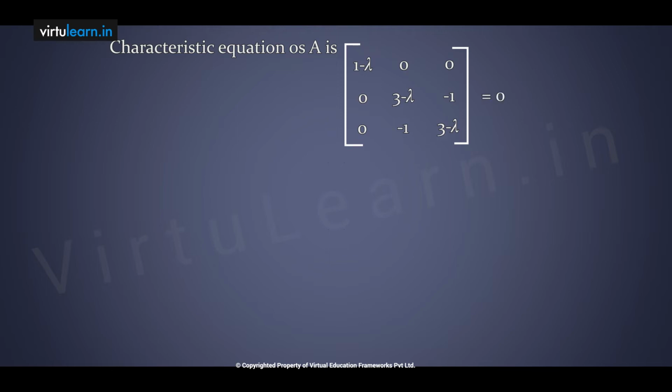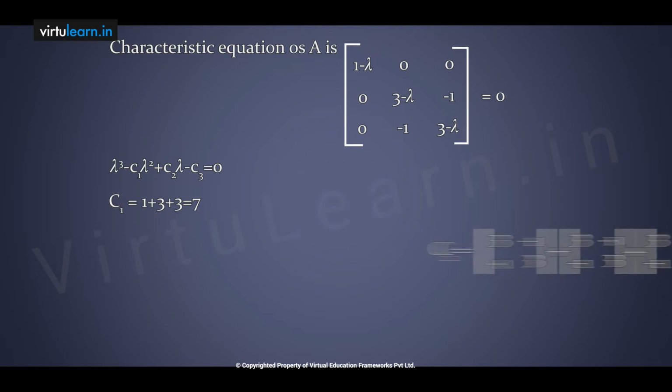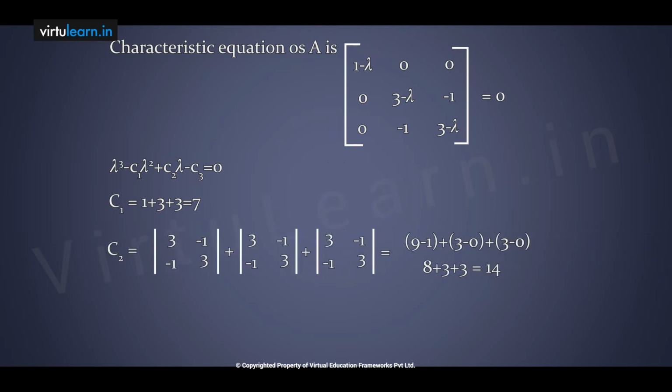The characteristic equation by using the formula is lambda cube minus C1 lambda square plus C2 lambda minus C3 equal to 0. C1 equals the sum of the principal diagonal elements. 1, 3, 3 are the principal diagonal elements, so 1 plus 3 plus 3 equals 7. C2 equals the minor of 1 plus the minor of 3 plus the minor of 3, which means C2 equals the sum of the minors of the principal diagonal elements.